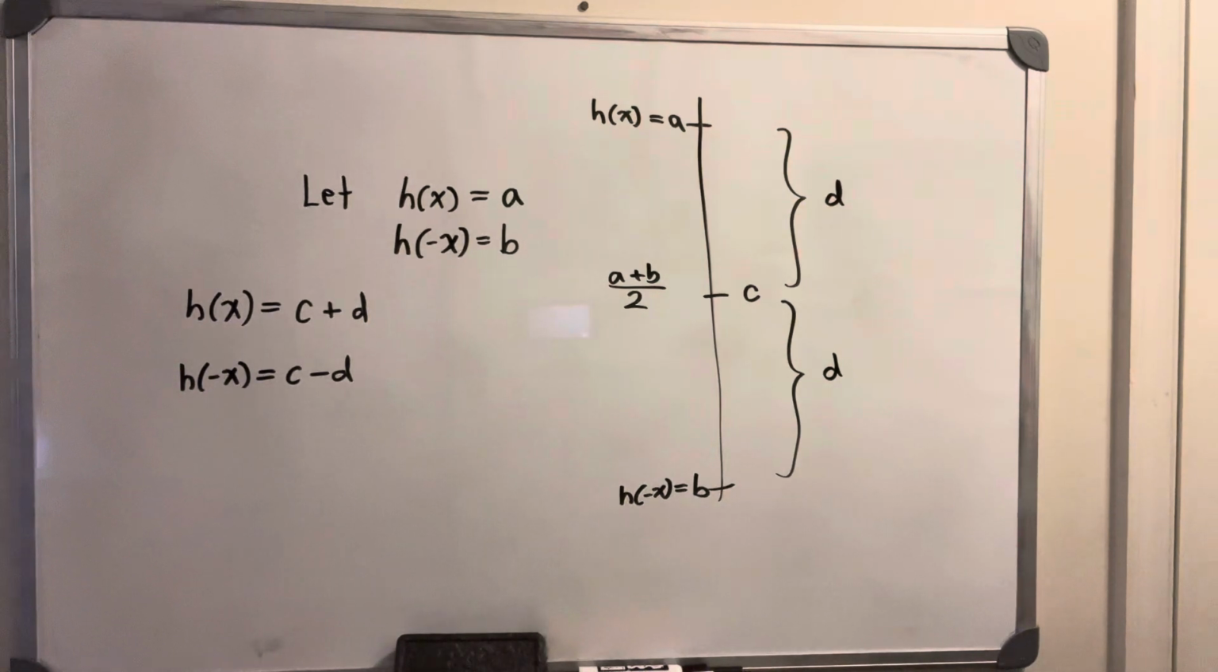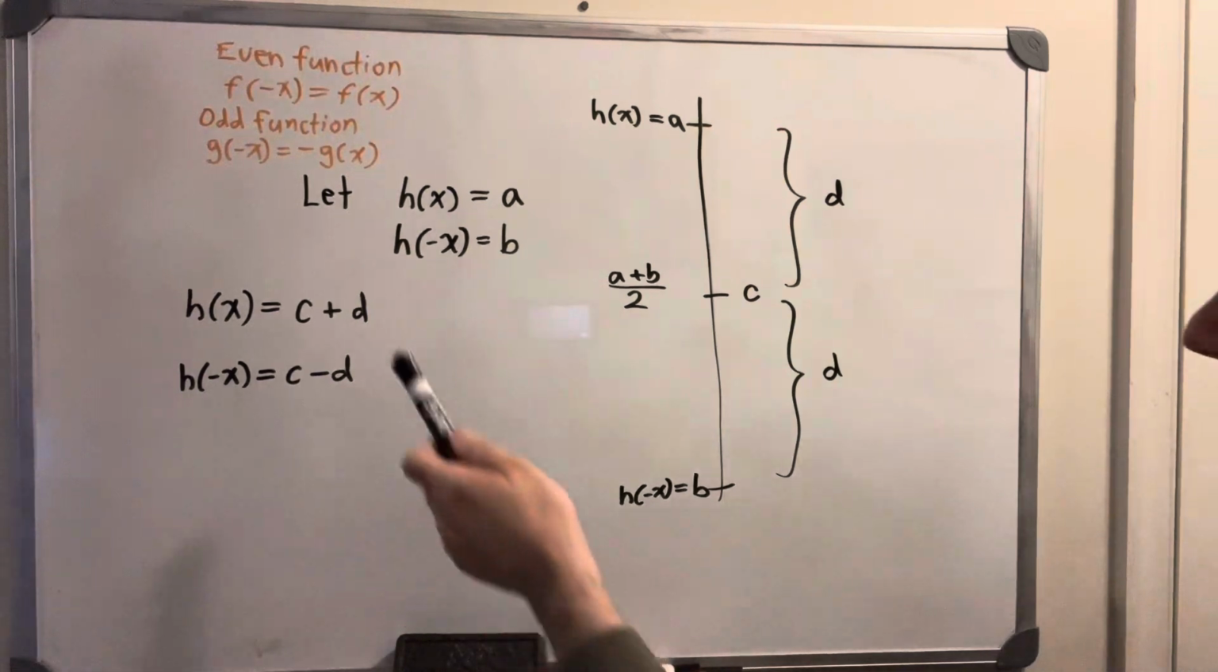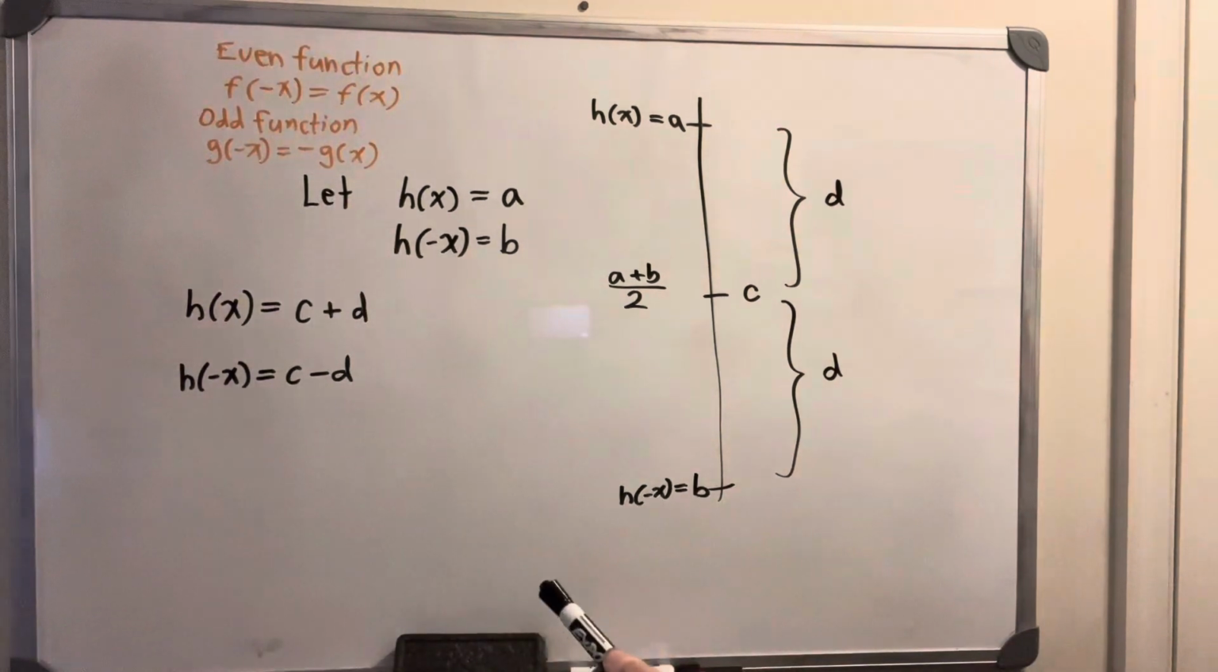Now, the next thing we're going to do is write down the definitions of even and odd functions. So what I wrote up here was the definition of an even function. For even functions, f of minus x is equal to f of x for all x in the domain of the function. And for odd functions, g of minus x is equal to minus g of x. So think about that.